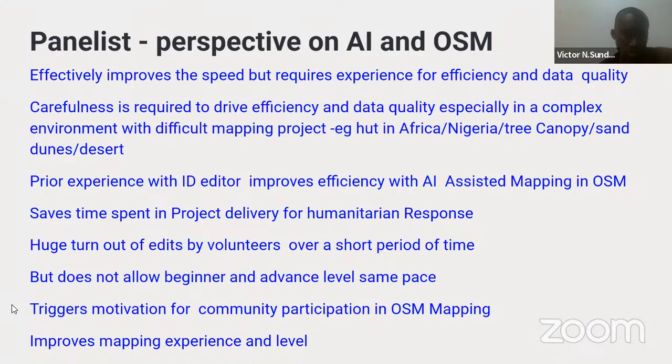It will help to provide project delivery, fast project delivery. But then there's need for accuracy, and there's need also to follow up to ensure that things are properly corrected and so on. AI turns out huge edits by volunteers over a short period of time.